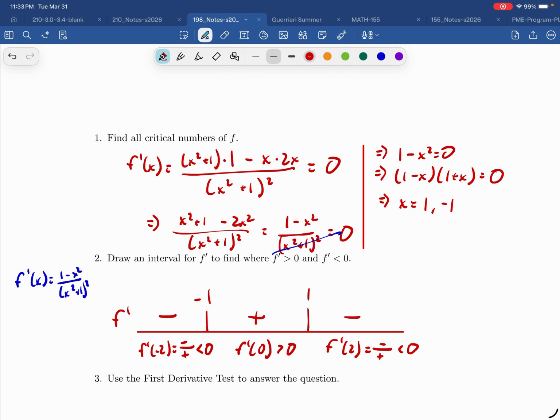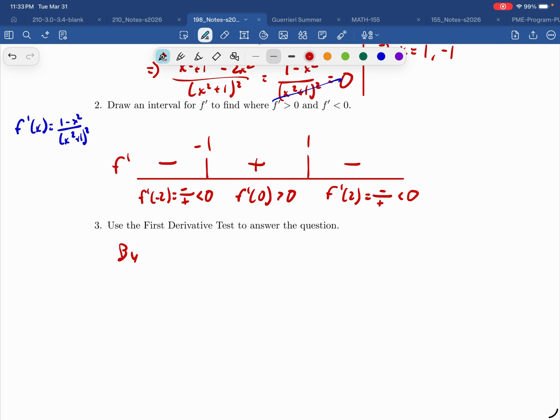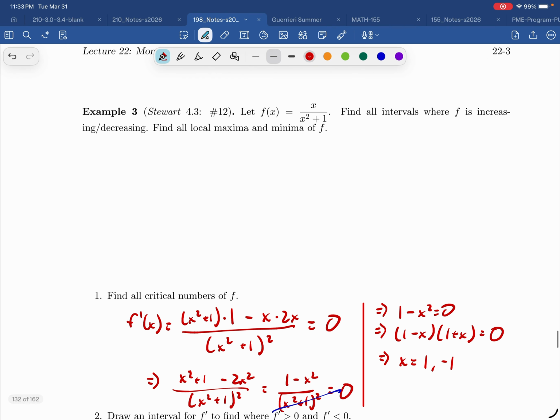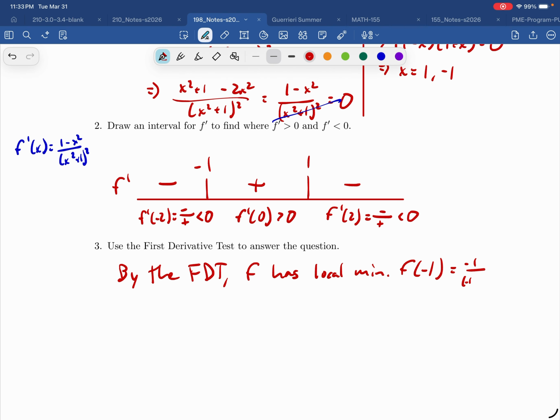So that's what we have. Okay. So now to answer our question, we say by the first derivative test, f has a local minimum f of negative 1, which equals, and this is not so bad, we can actually do this out. It's going to be negative 1/2. And a local maximum f of 1, which equals, I think it's positive 1/2.